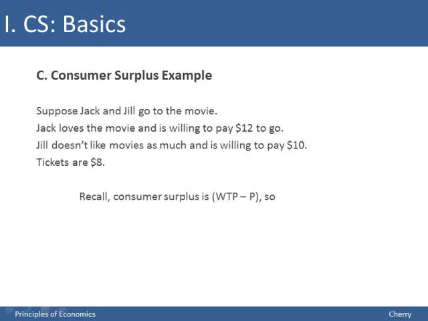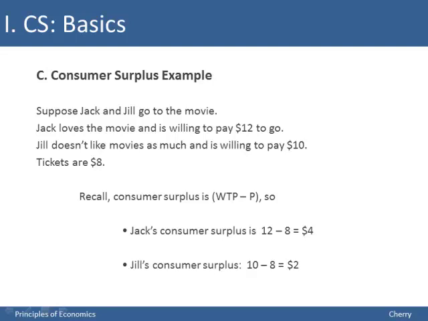So let's recall what consumer surplus is. It's willingness to pay minus price. So Jack's consumer surplus is 12 minus 8, which is 4. Jill's consumer surplus is willingness to pay of 10 minus the price of 8, which is 2. So Jack's consumer surplus is $4, Jill's consumer surplus is $2. So they both pay the same market price, but since Jack enjoys it a bit more than Jill, he has a higher consumer surplus from that transaction.